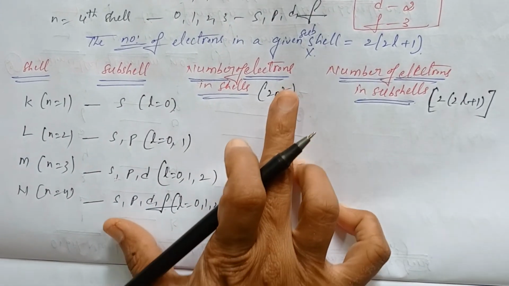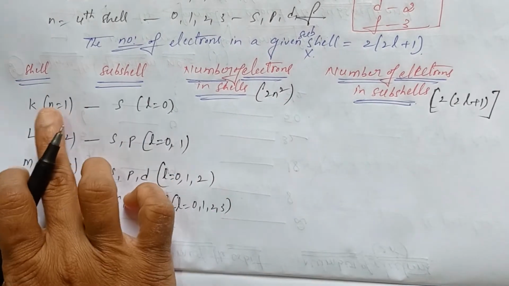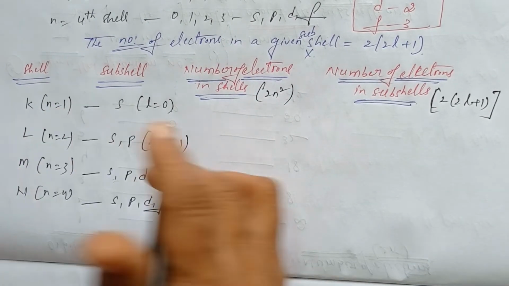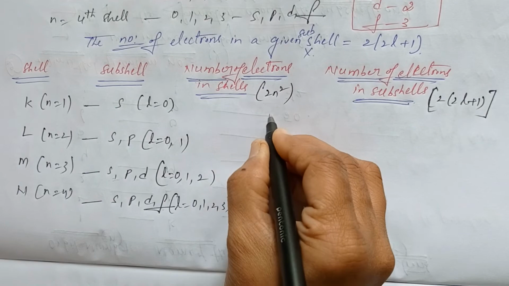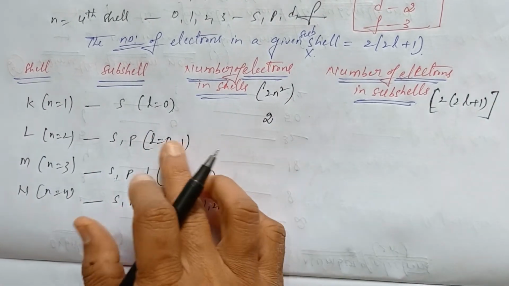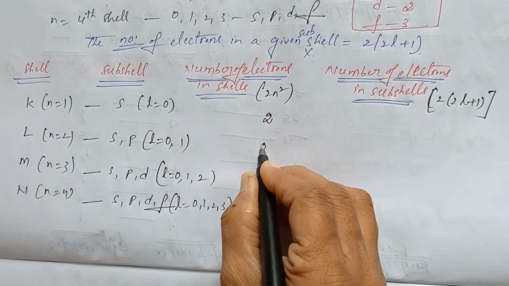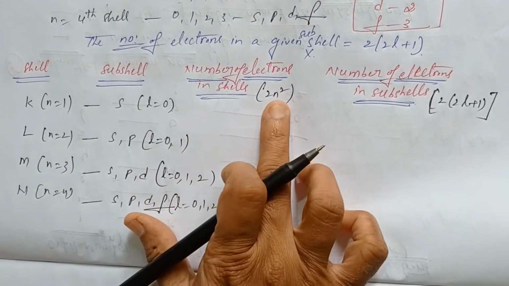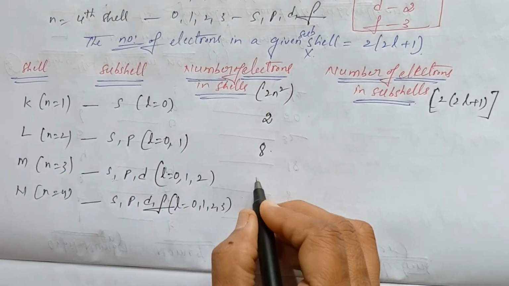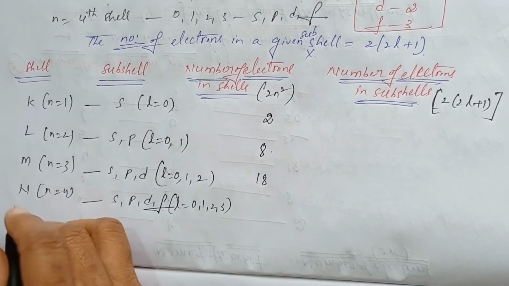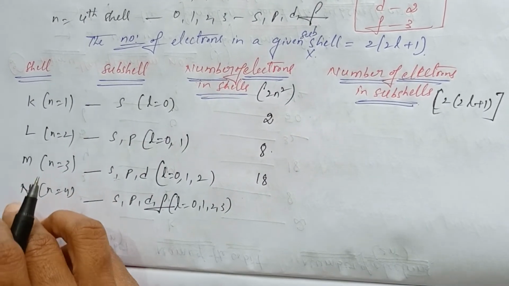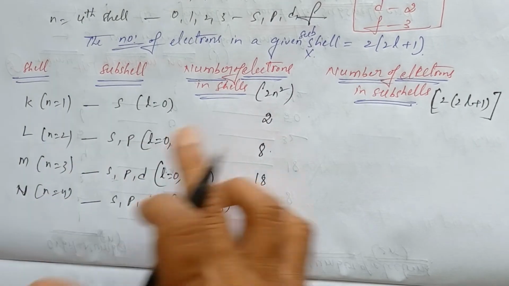Understanding? Now the 2n square formula is there. So n is equal to 1, substitute. N equal to 1 means 2 into 1 square, 2 electrons. So here SP, n equal to 2, second shell. That means 2 fours are 8 electrons you will get. Here n equal to 3. 3 square means 9. 9 twos are 18 electrons. N is equal to, this is the nth shell. So n is equal to how much? 4.